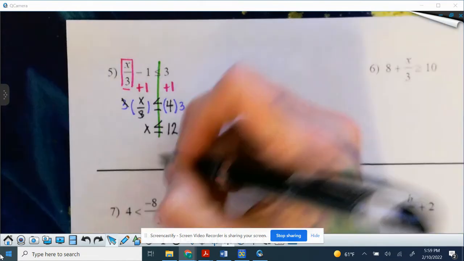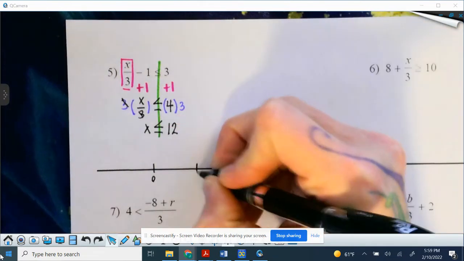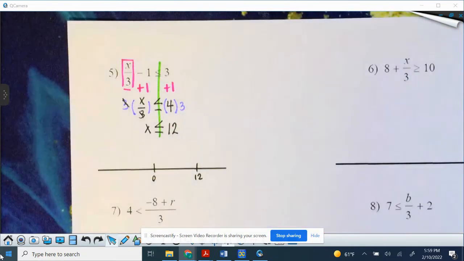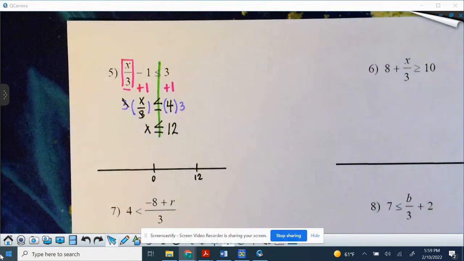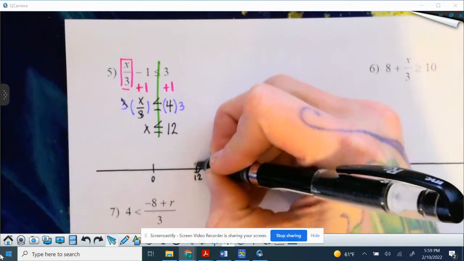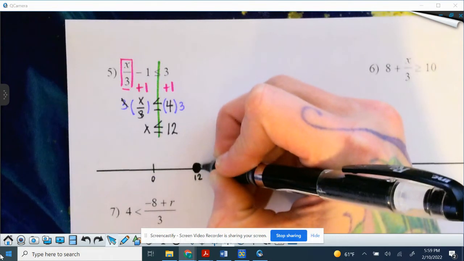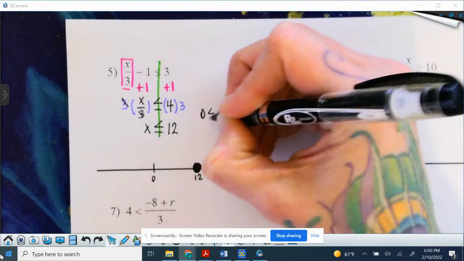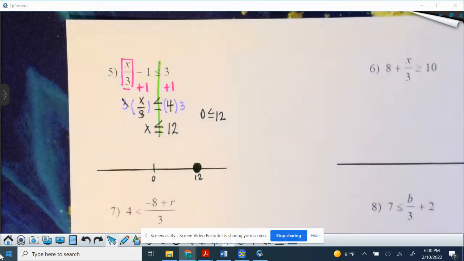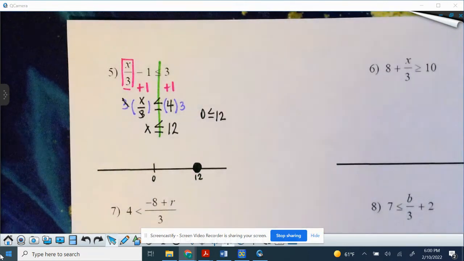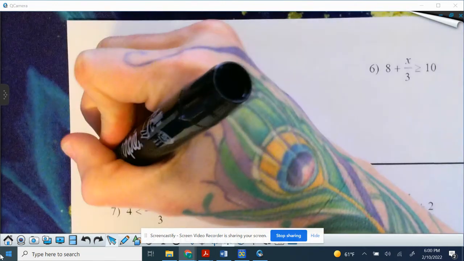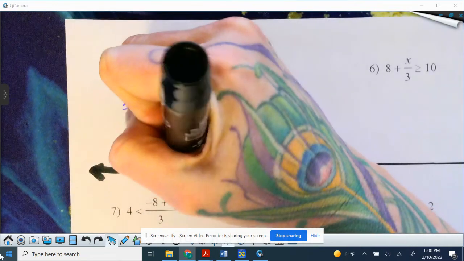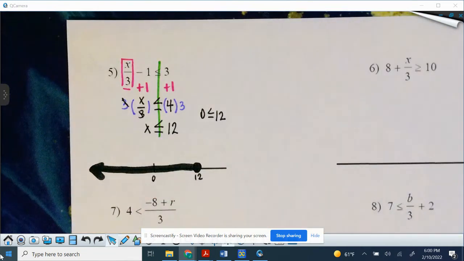So I know I have a 0. I know positive 12 is to the right of 0. I am going to have a solid circle on 12 because of those equal marks. And then I'm going to test my point. Is 0 less than or equal to 12? Having no money is less than having $12, right? So we're going to shade in the direction of 0 with a solid circle because of that equal to.